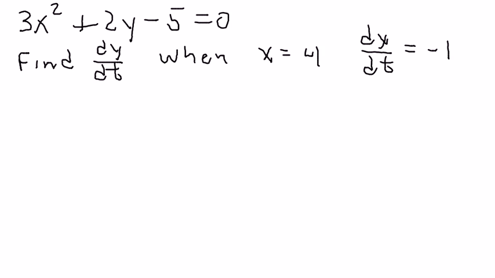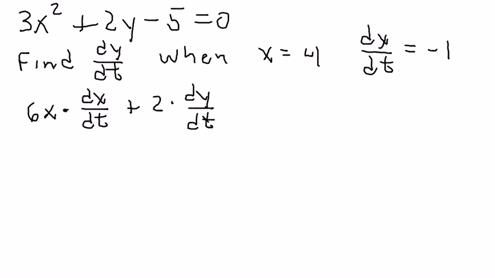So what you're going to do is implicitly differentiate this equation over time based on this third variable. When I take the derivative of 3x squared, I'm going to get 6x, and then I have to multiply that by the rate of change of x over time. So times dx/dt plus 2 times dy/dt. Again, you have to multiply by dy/dt because you're taking the derivative of y, so you're differentiating over time on each one of these.